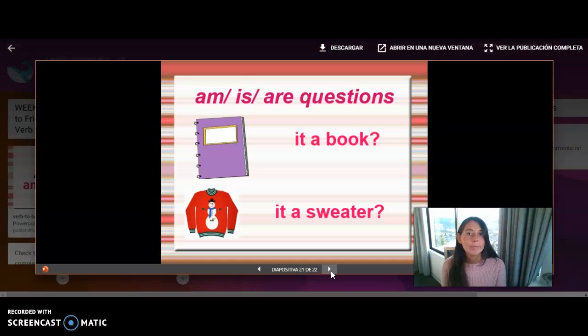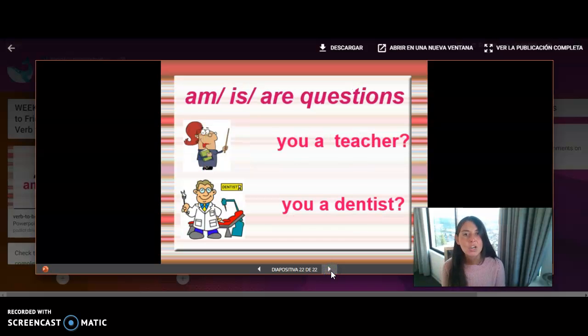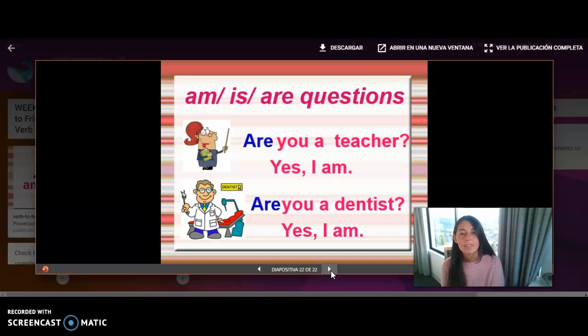Is it a book? No, it isn't. It is a notebook or a copybook, right? Is it a sweater? Yes, it is. Are you a teacher? Yes, I am. Are you a dentist? Yes, I am. Right?